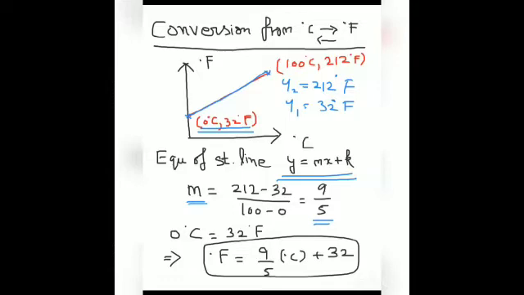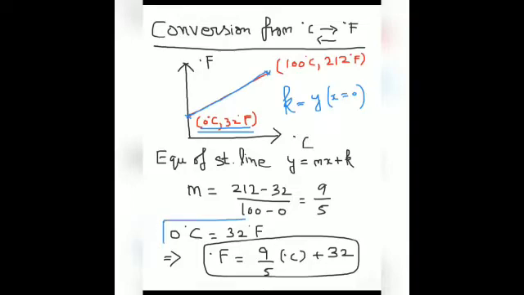Now, let us write the equation of a straight line y is equal to mx plus k. From that we have got the value of m, that is slope, as 9 by 5. Value of k will be the value of y when x is equal to 0. We know that x is 0 degree Celsius. So when we put 0 degree Celsius in the equation for x, then we will get the value of y as 32. So degree Fahrenheit is equal to 9 by 5 degree Celsius plus 32.